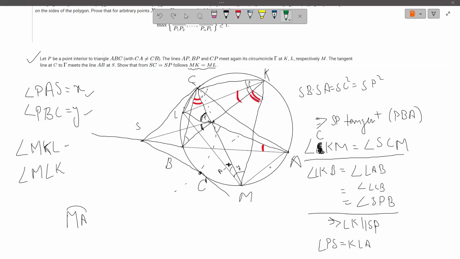Wait, then angle CPL minus angle CAL is equal to angle MPA. True. So that means arc MA, MCA, no, MPA.